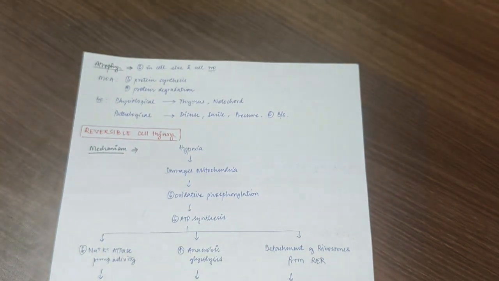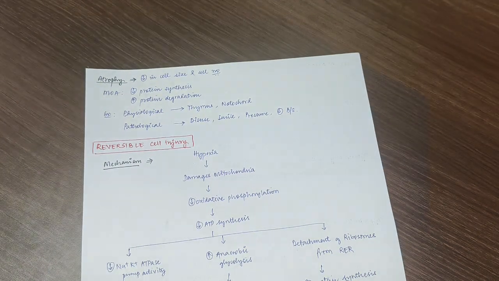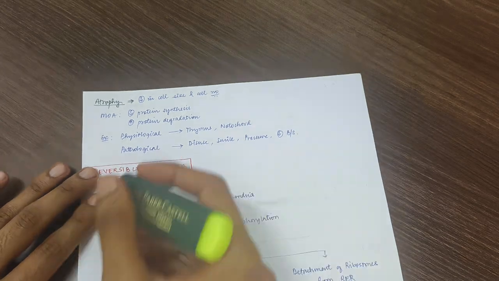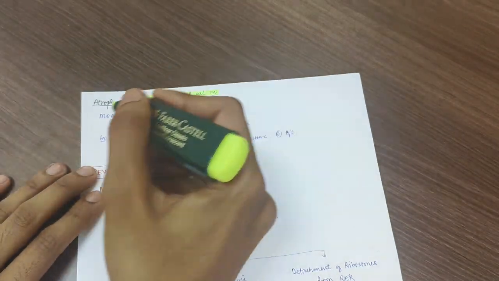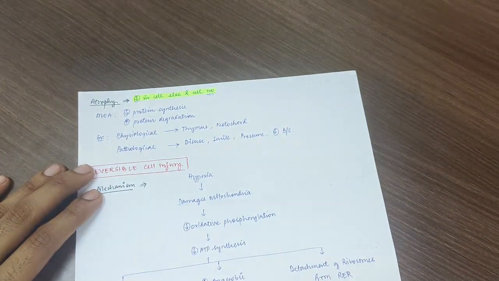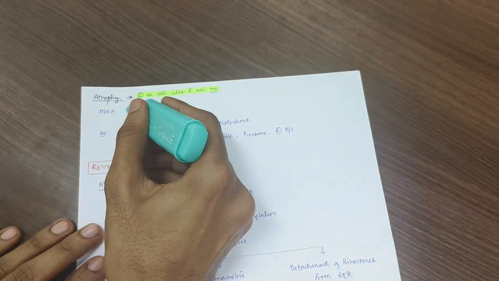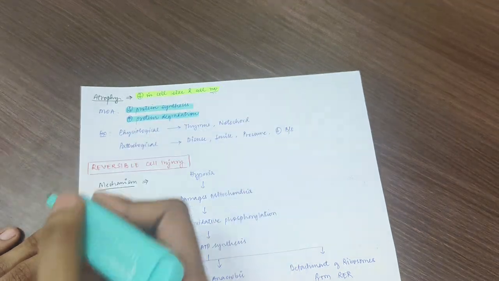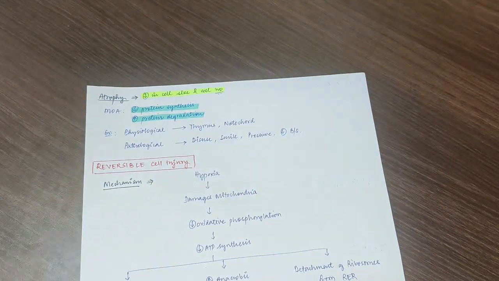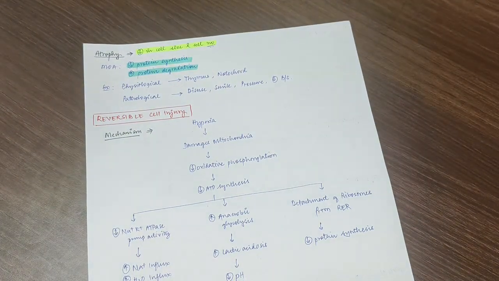Next, the last change, that is atrophy. So atrophy, there is decrease in cell size and cell number. Both are occurring here. What is the mechanism? There is decreased protein synthesis and increased protein degradation.